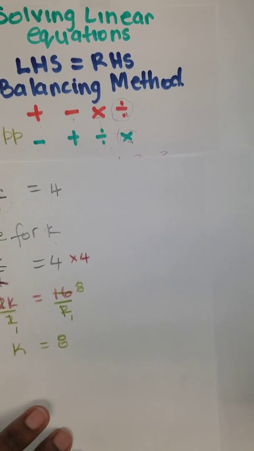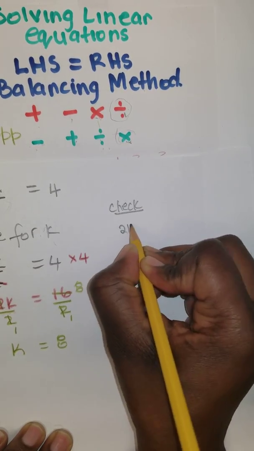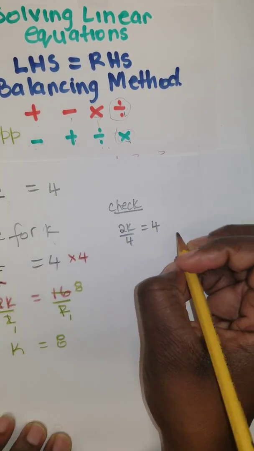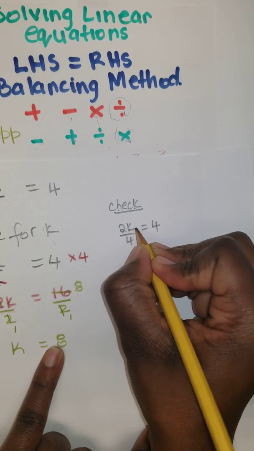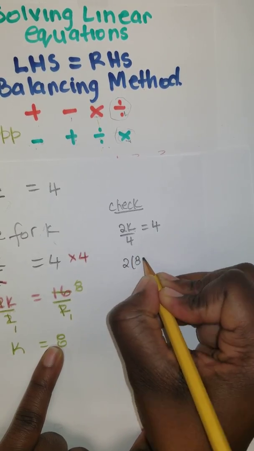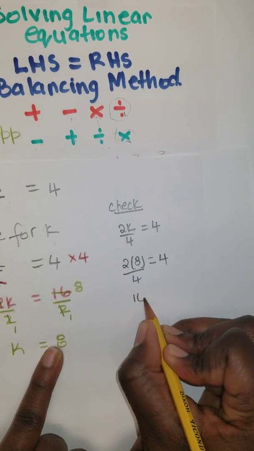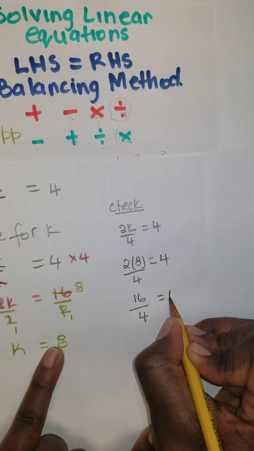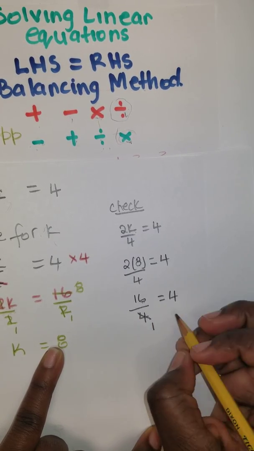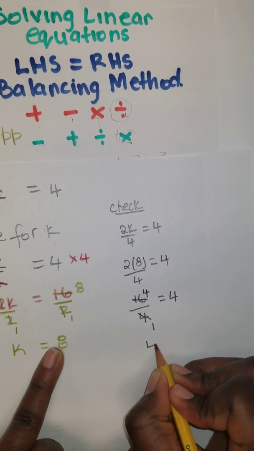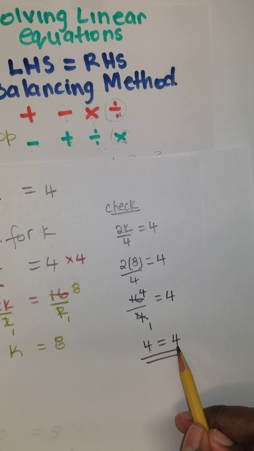So let's check right here. We're given 2k over 4 is equal to 4. k is equal to 8. In this equation, anywhere you see k, you replace it with 8. So it's 2 times 8 over 4 is equal to 4. 2 times 8 is 16, divided by 4 is equal to 4. Let's simplify this fraction. 4 into 4 goes 1 time, into 16 goes 4 times. So 4 is equal to 4. We know that the left-hand side is equal to the right-hand side. Therefore, it's balanced.